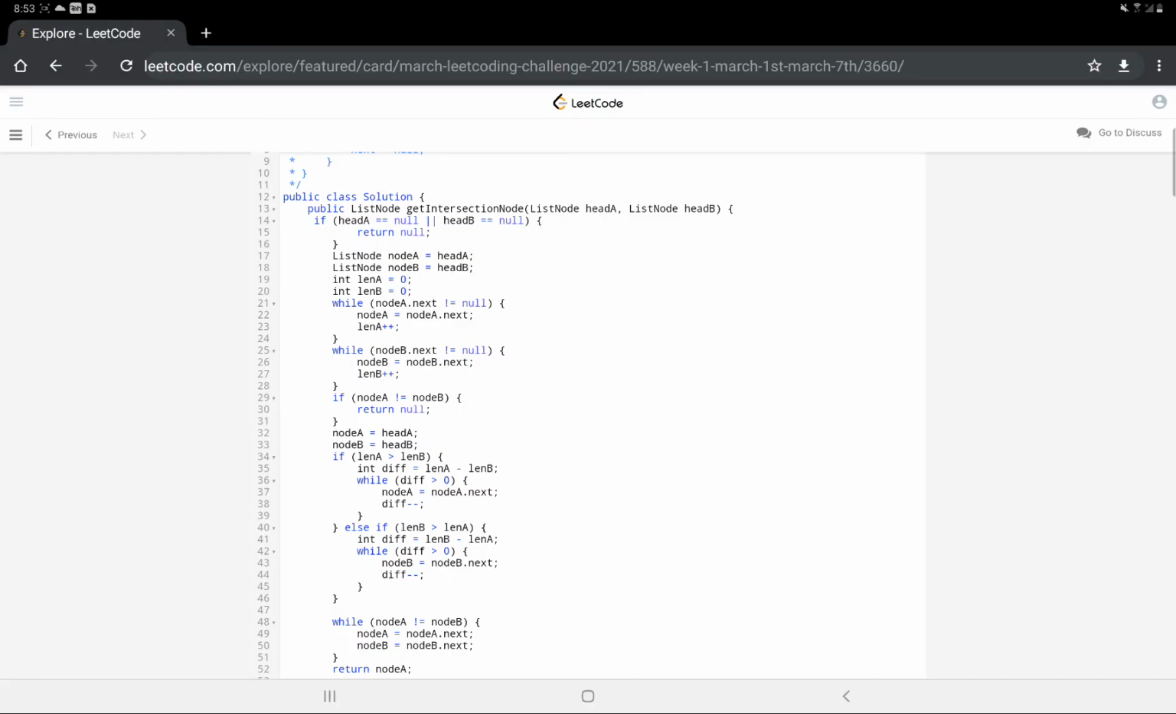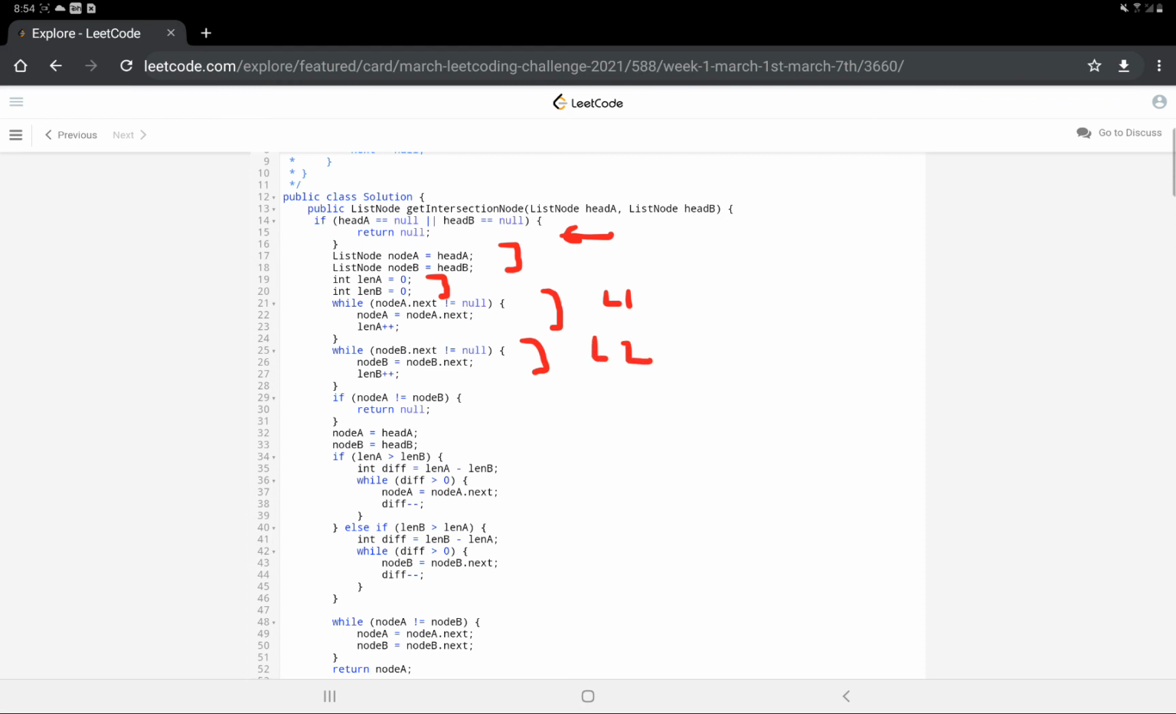So here is the code. First we put the check that if either head is null, we just return null. Now we take 2 pointers which point towards the heads of the linked lists, and we calculate both of their lengths. After this loop we have the length of the first linked list, L1, and after this we have the length of the second linked list, L2.